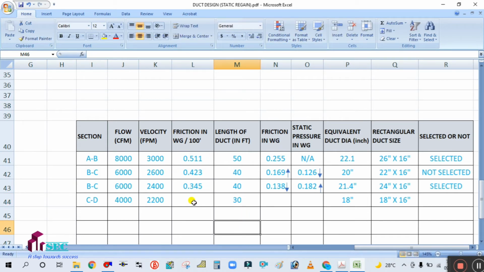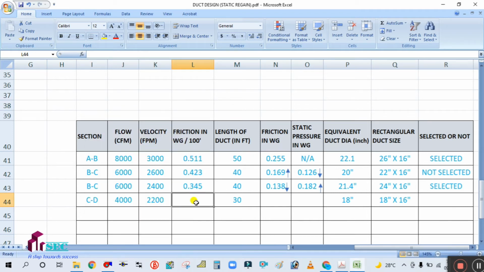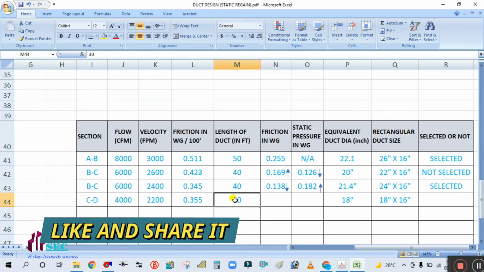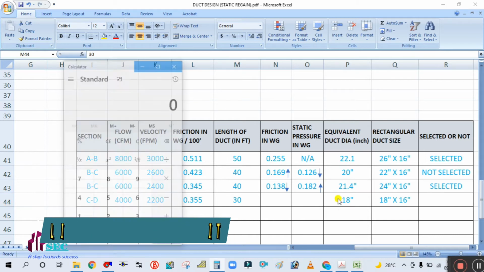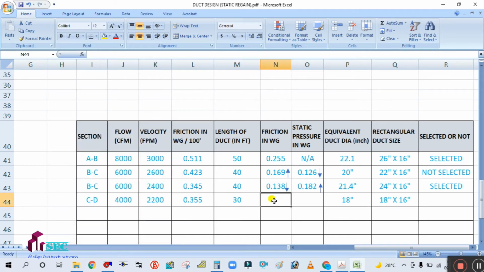Okay, and the friction loss per 100 feet of duct length, from the duct sizer, is 0.35. So for the friction loss for 30 feet, this is for the 100 feet. So for 30 feet how much will it be? So how to calculate? Simply 0.355 into 30, divided by 100. So 0.106.